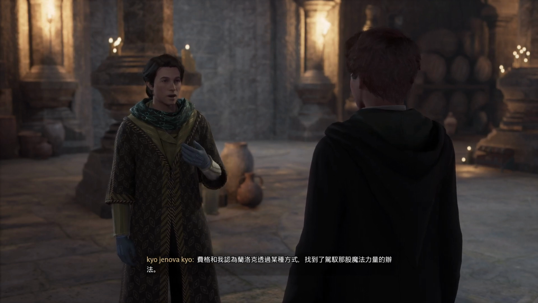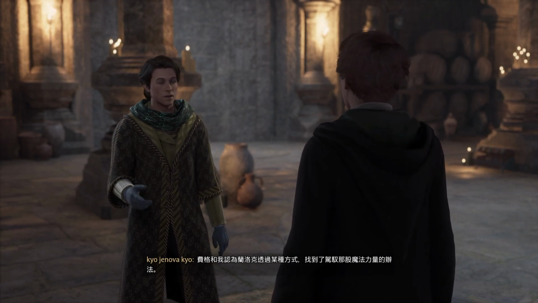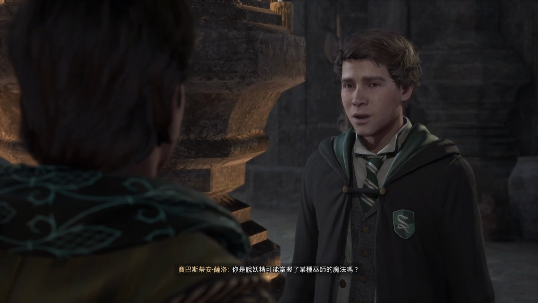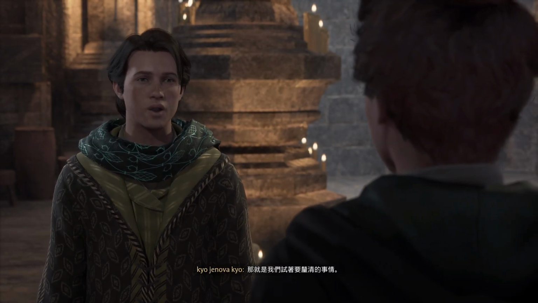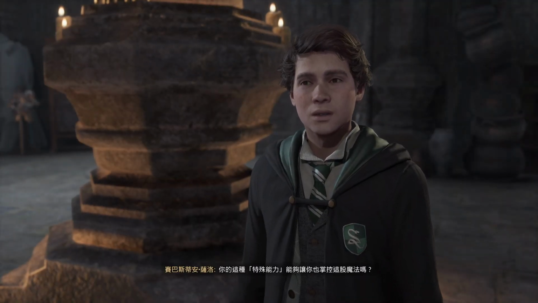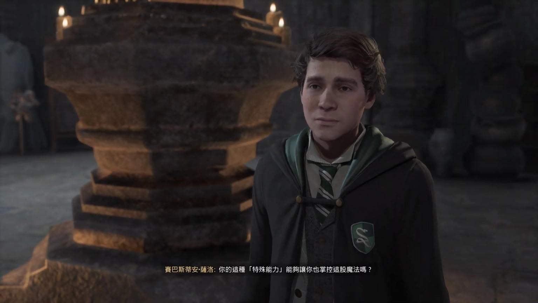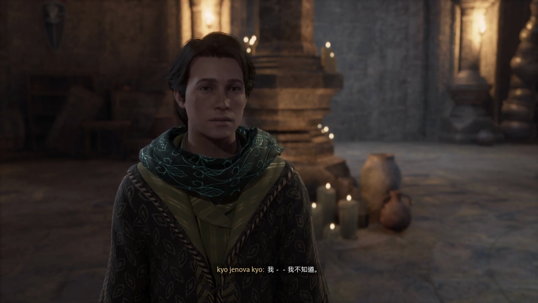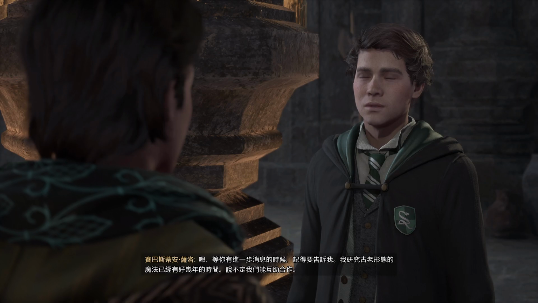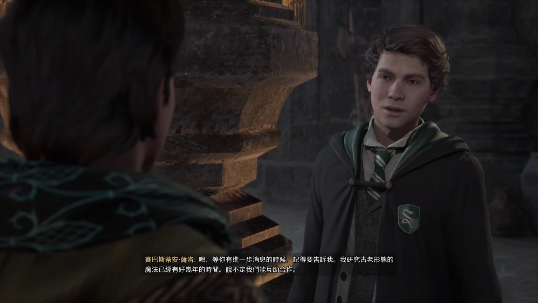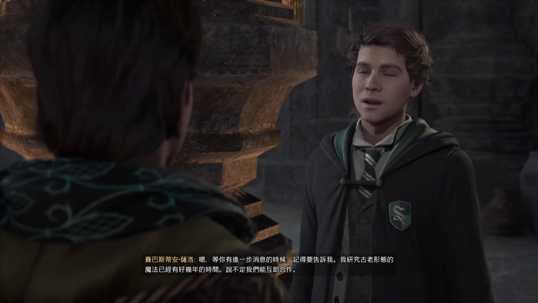Fig and I think that Ranrock has somehow found a way to harness that magic's power. Are you telling me that goblins may be wielding some sort of wizard magic? That's what we're trying to find out. And this ability of yours, does it allow you to wield this magic too? I don't know. Well, when you do know, tell me. I've been studying archaic forms of magic for ages. Perhaps we can help each other.